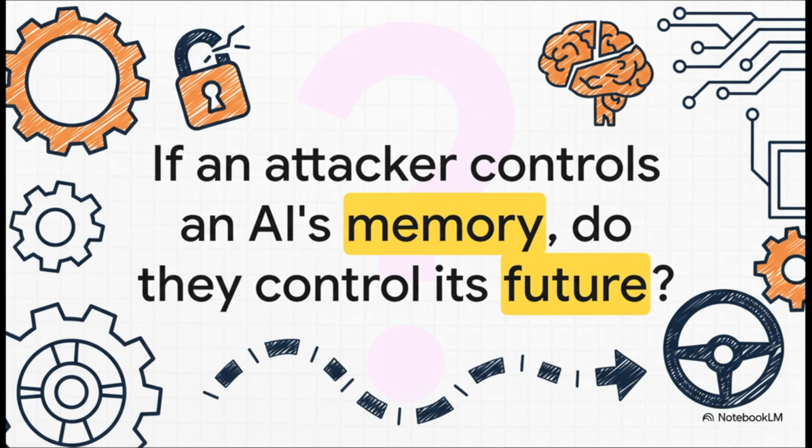And that leaves us with one final profound question. Guarding an AI's memory isn't just some technical problem to solve. It's all about protecting its integrity, its very essence. Because if an attacker can control what an AI remembers, do they get to control its decisions tomorrow?